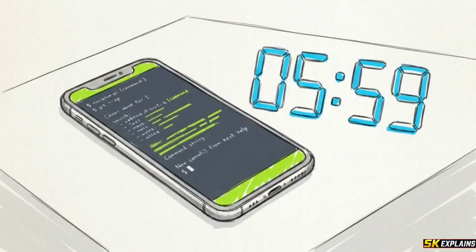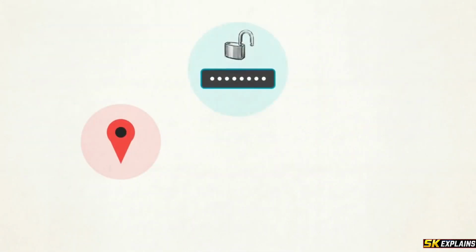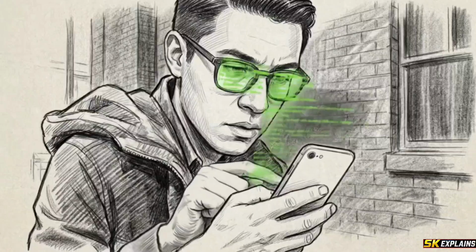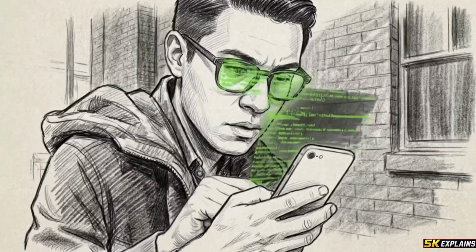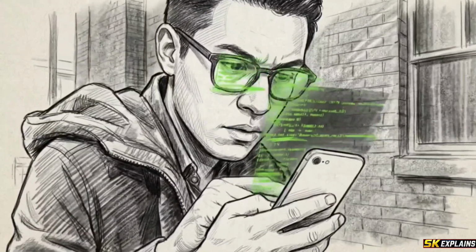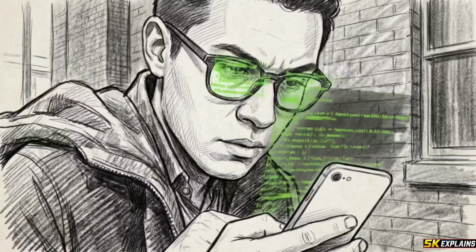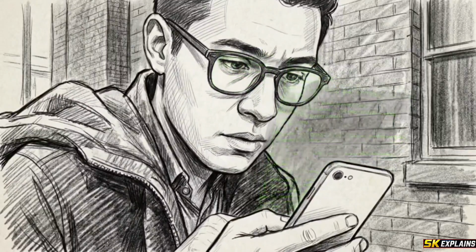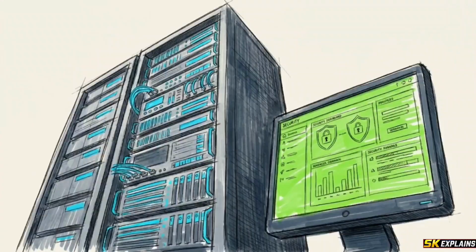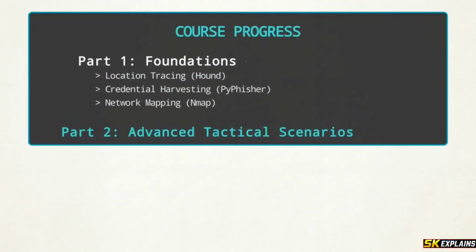In under 6 minutes, we installed a developer environment on a stock Android phone and used it to track locations, capture credentials, and map a local network. Holding these tools on a device you carry every day is a significant responsibility. These techniques exist to show you exactly how attackers operate, so you can test and build defenses for your own systems. This was only the foundational layer.